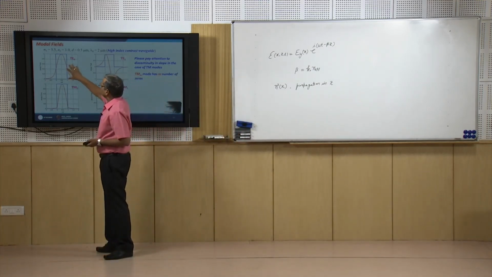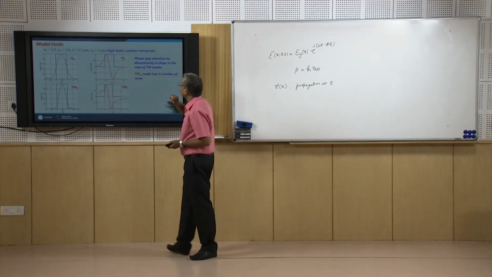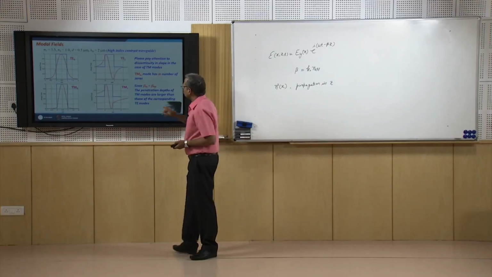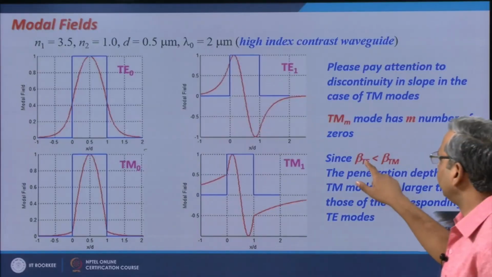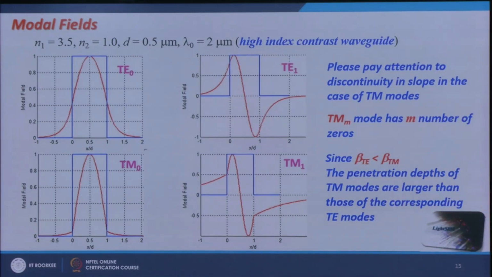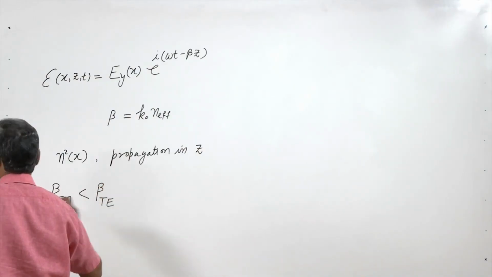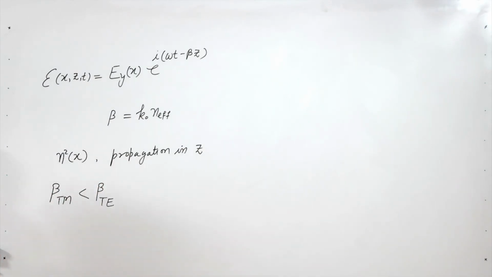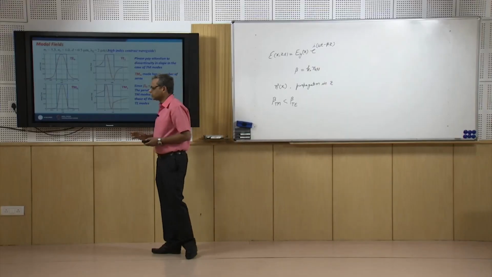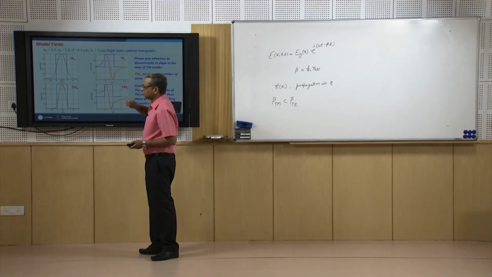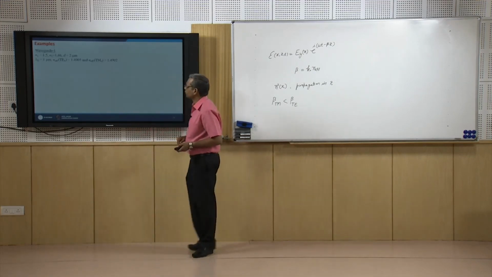Again, just as in the case of TE modes, in TM modes also, the mth TM mode will have m number of zeros. And since the propagation constant of TM mode, this is wrong, it should be beta TM is less than beta TE, please make the correction. So, the penetration depth of TM modes is larger. You can see the penetration depth of TM modes is larger than the penetration depth of TE modes.